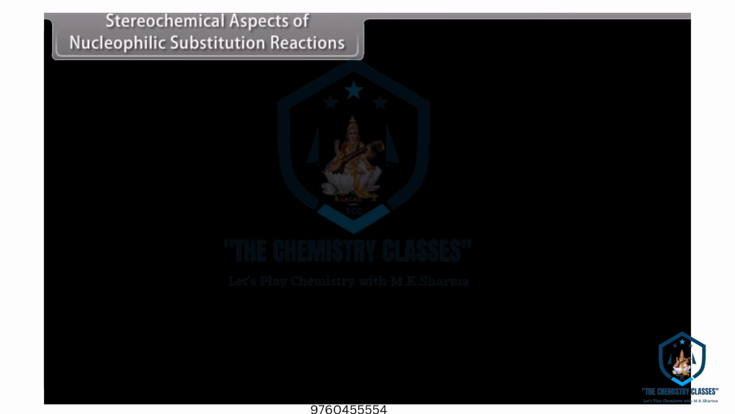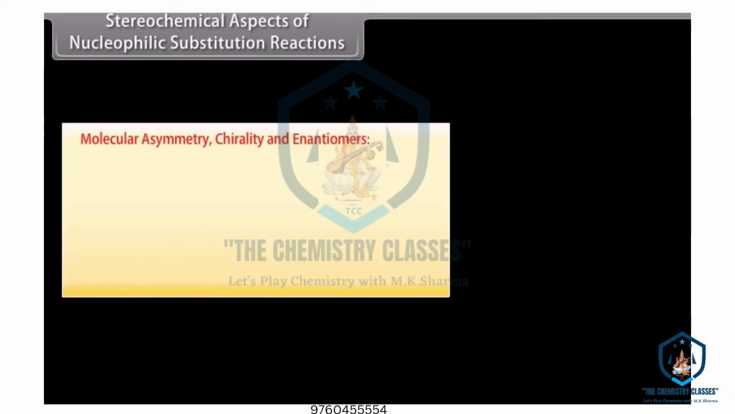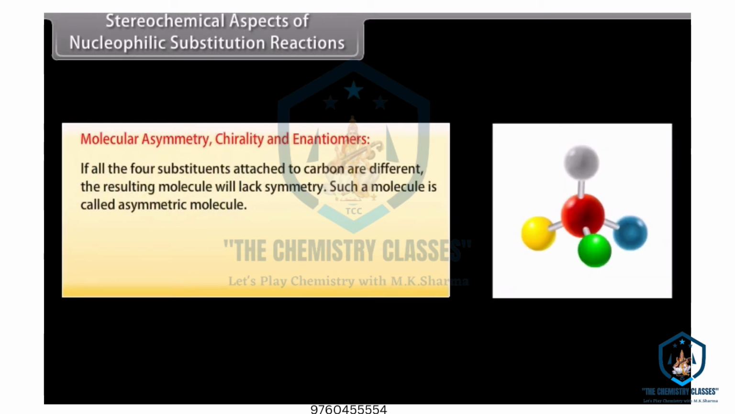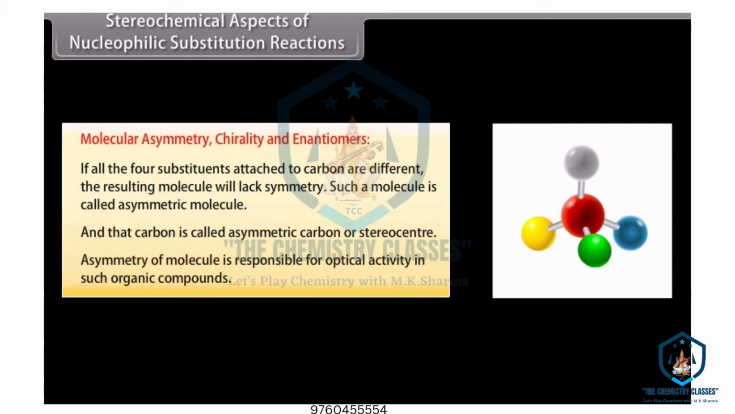Stereochemical aspects of nucleophilic substitution reactions. Molecular asymmetry, chirality, and enantiomers. If all the four substituents attached to carbon are different, the resulting molecule will lack symmetry. Such a molecule is called asymmetric molecule. And that carbon is called asymmetric carbon or stereocenter. Asymmetry of molecule is responsible for optical activity in such organic compounds.